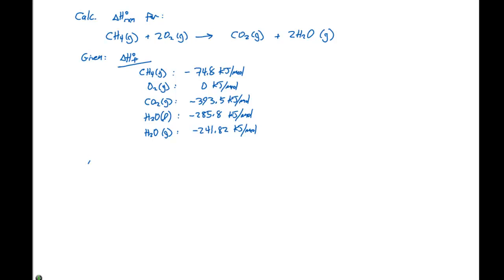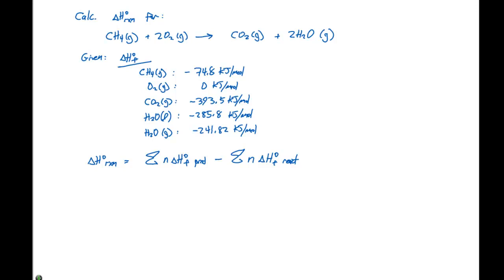So our delta H naught of a reaction is going to equal the sum of n, which is the number of moles, times the delta H naught of formation of the products, minus the sum of n times the delta H naught of formation of the reactants.